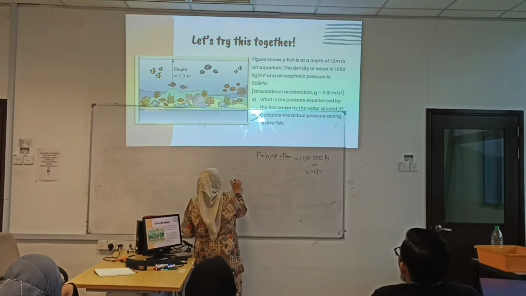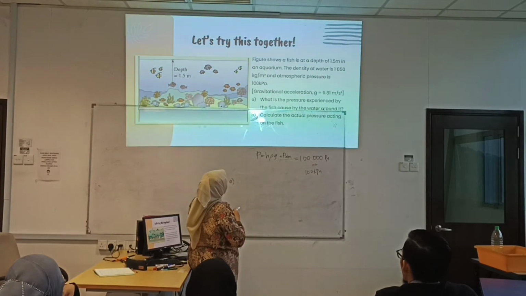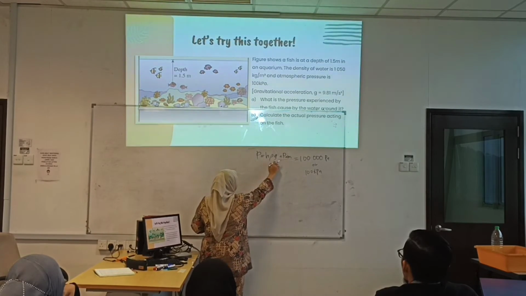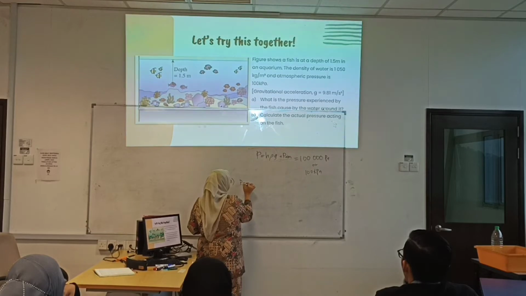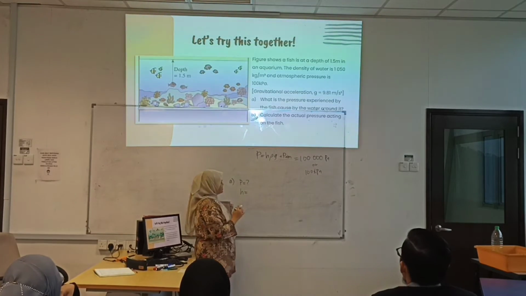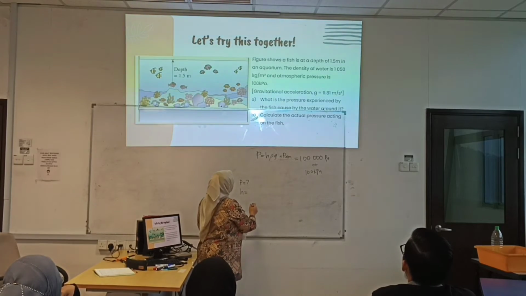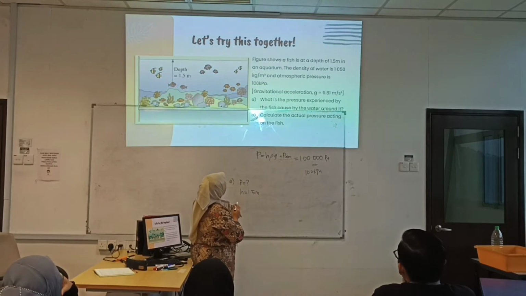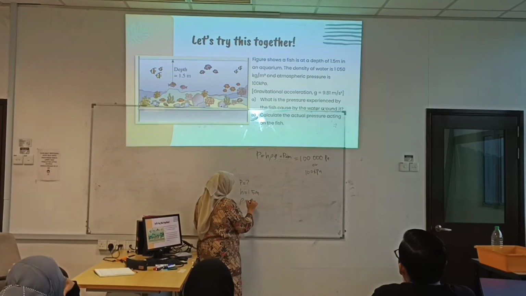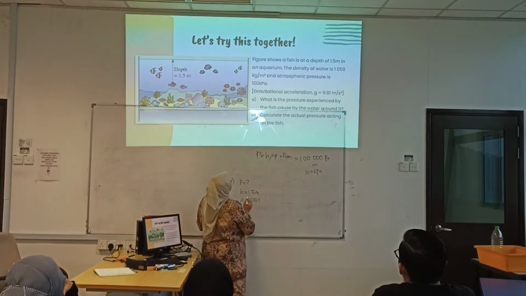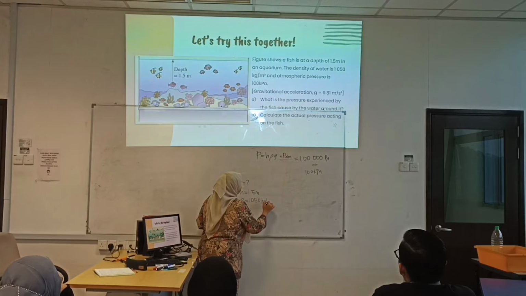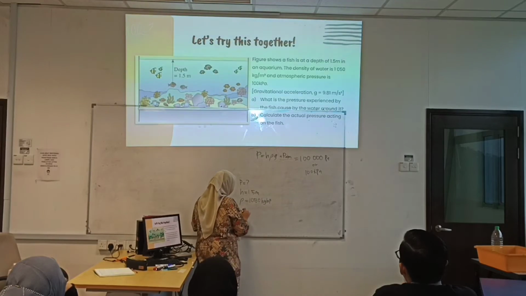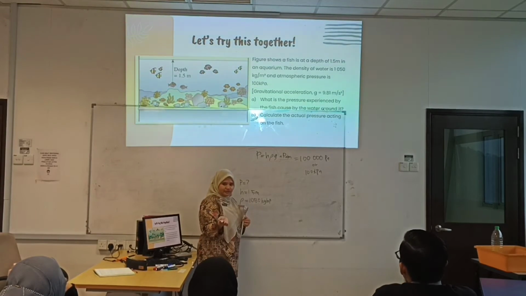A. Pressure experienced by the fish caused by the water around it. Again, we are using this formula. Pressure equals H rho G. Pressure is what we are looking for. And then H. What is H, class? Depth of water, which is 1.5 meter. And then the density of water, 1050 kg per meter cube. Good. You remember the unit. And then gravitational acceleration, as usual, the value?